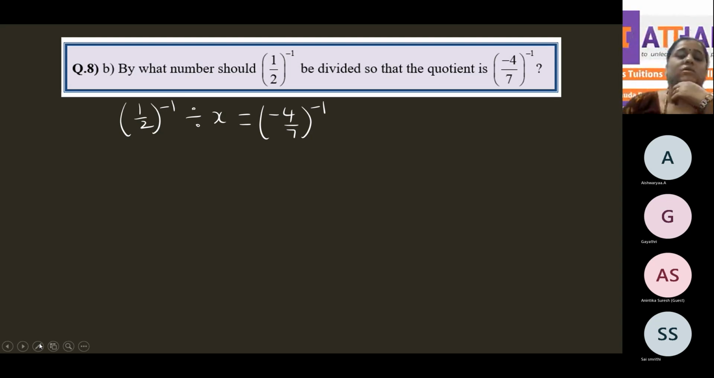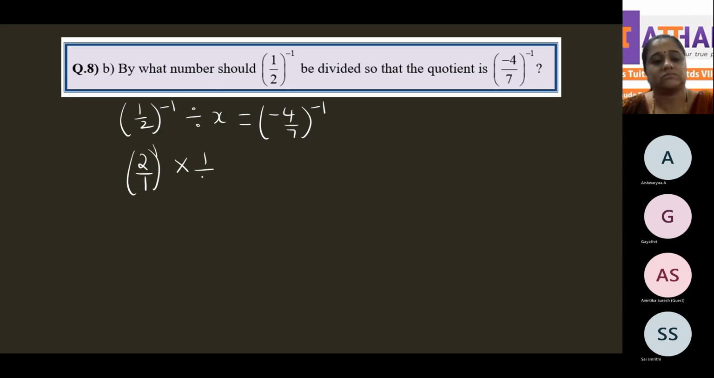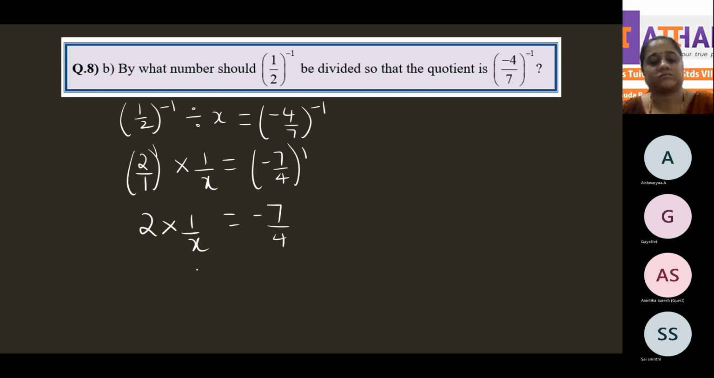Okay. All right. Yes, Smriti, tell us how to do this. 2 by 1 whole power 1 into 1 by x is equal to minus 7 by 4 whole power 1. So 2 into 1 by x is equal to minus 7 by 4. 1 by x is equal to minus 7 by 4 into 1 by 2.